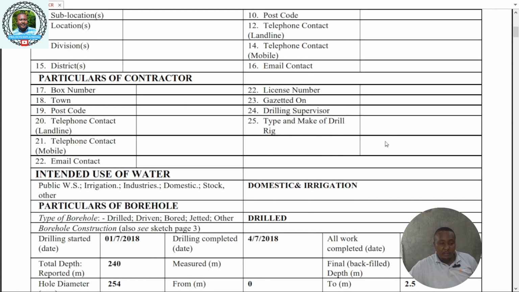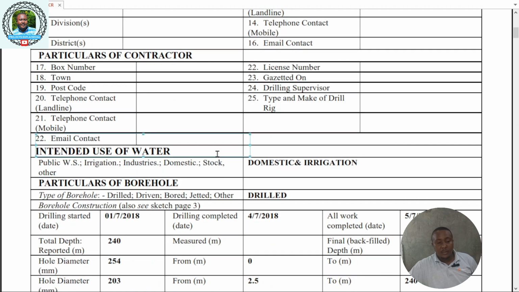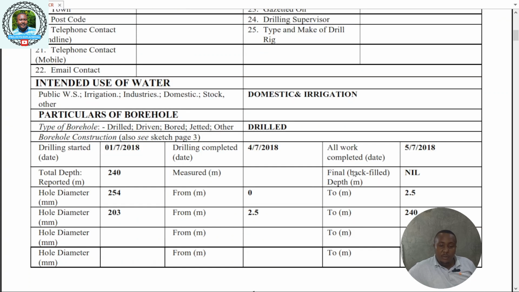Then there'll be this part of the intent use of water. You'll indicate there are options. Is it for public, irrigation, industrial, domestic, or anything? So as for this one, because this sample was for a domestic customer, he had requested for domestic and irrigation. So depending on your application, that will be filled there.